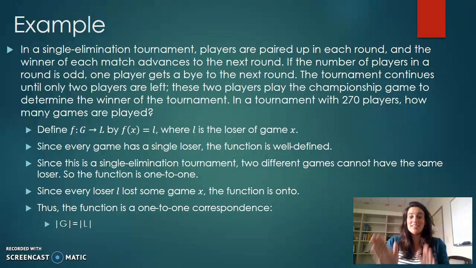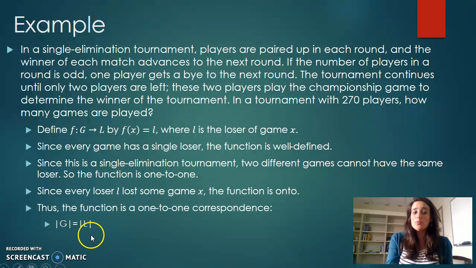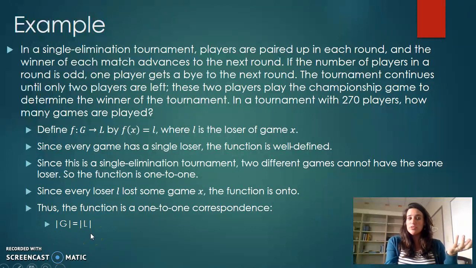That means the order of G must equal the order of L by the theorem on the first slide. So if we're trying to figure out how many games are played, the number of games is equal to the number of losers. So in a tournament with 270 players, only one winner. That means there were 269 losers, so 269 games played.